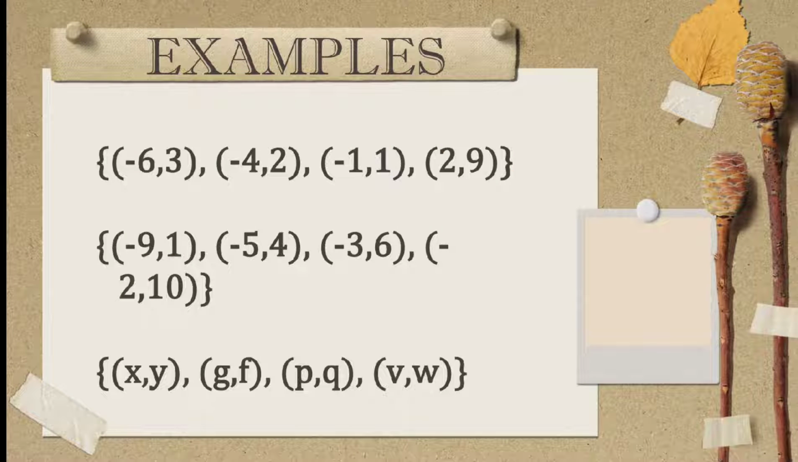For example, the first one is the set of ordered pairs negative 6 and 3, negative 4 and 2, negative 1 and 1, and 2 and 9. Another one is a set of ordered pairs, negative 9 and 1, negative 5 and 4, negative 3 and 6, and negative 2 and 10. Lastly, the set of ordered pairs x and y, g and f, p and q, and v and w. That's it for the example of a relation.